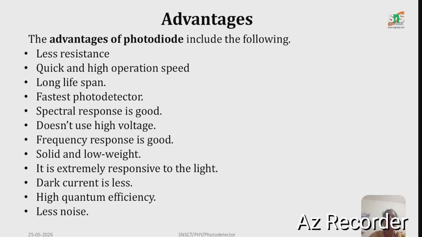It has less resistance, quick and high operation speed, long lifespan, it is the fastest photodetector, spectral response is good, it does not use high voltage, frequency response is good, it is solid and low weight, and it is extremely responsive to light, dark current is less, high quantum efficiency, and less noise.